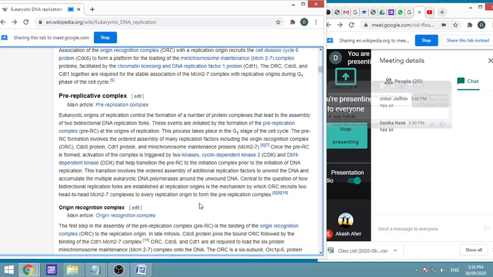So additional replication factors will be required to unwind the DNA and accumulate the multiple eukaryotic DNAs.